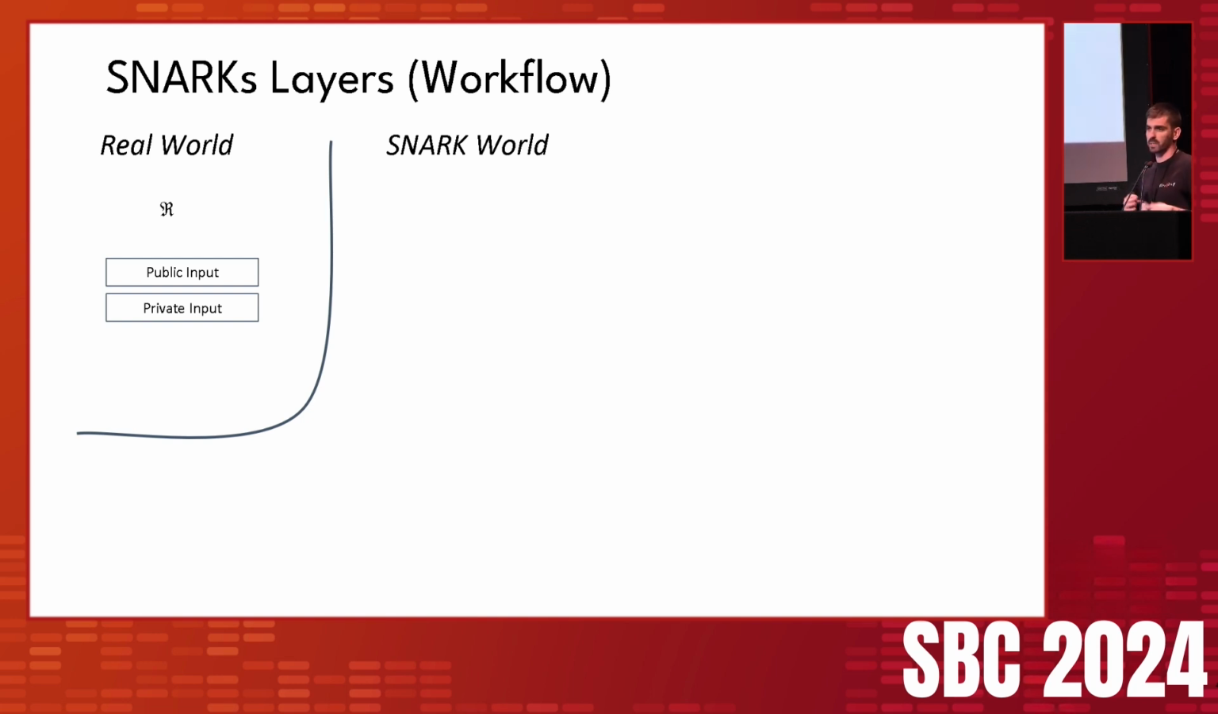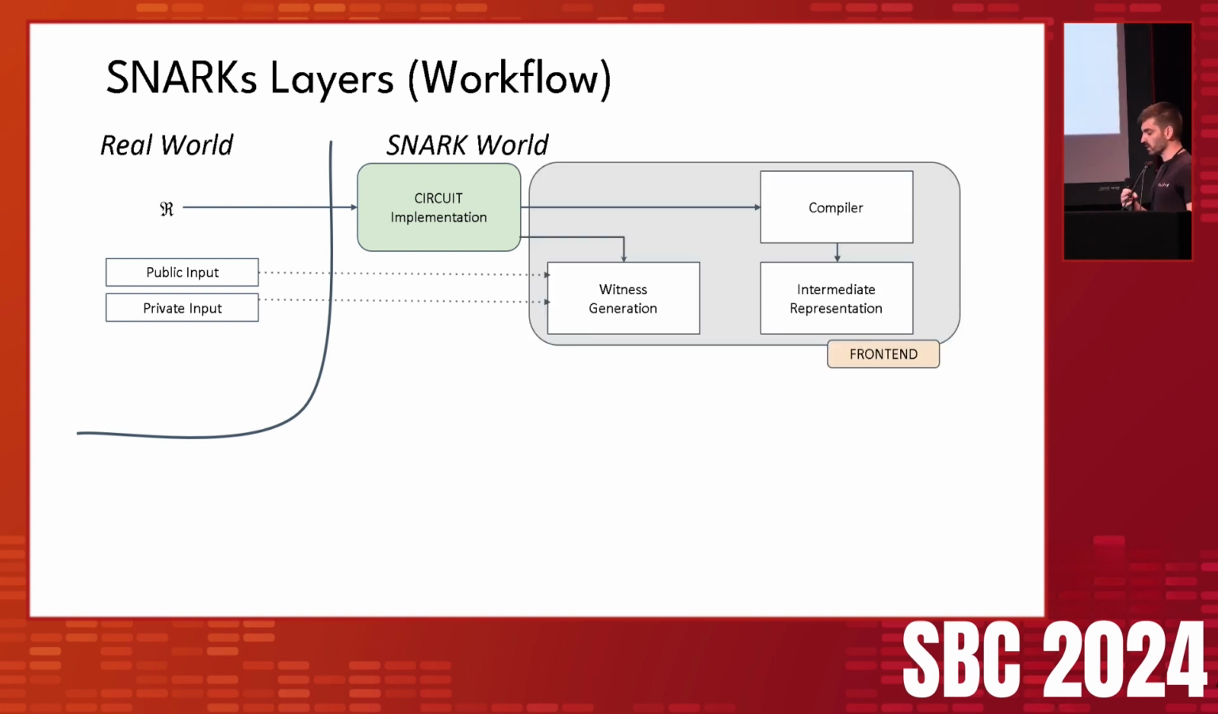It can be a program, a specification, some logic we want to implement in a circuit. So the first step is to write the circuit, to hand-write the circuit. That process can introduce many bugs, and we will see later that the majority of vulnerabilities are there. The next layer is the frontend.